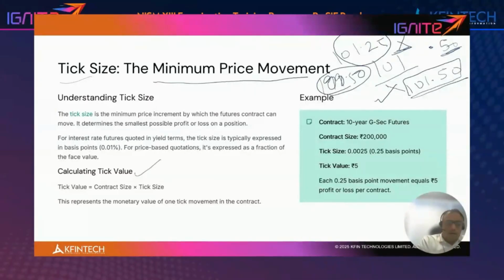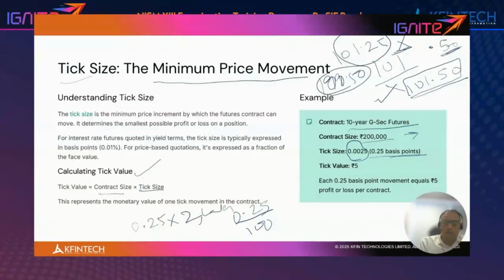Calculating the tick value is contract size into the tick size. Let's say an example, a 10-year Government of India security, contract size is 2 lakh, which is the minimum value. Tick size is 0.25 basis point. When you say basis point, you basically divide it by 100. So 0.25 divided by 100 will give you this. When I multiply, 0.25 basis point price movement equals 5 rupees profit or loss. How? This will be 0.25 basis point into 2 lakhs. So every price movement will result in 5 rupees plus or minus depending on the direction of the security.